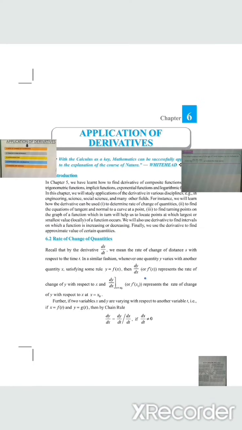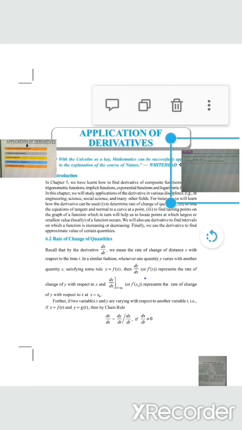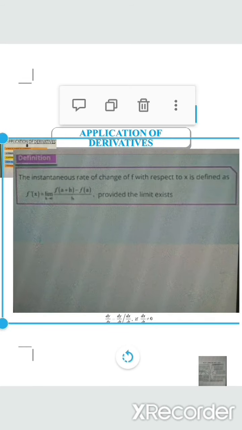So here I just want to take the definition that we have done in class plus 1. We have found the rate of change of f with respect to x, that is f dash x, first order derivative. Here the instantaneous rate of change of f with respect to x is defined as f dash x. This is our first principle, if you remember, that is limit h tends to 0 of f of a plus h minus f of a upon h, provided the limit exists. So what do you mean by this f dash x? This is our first principle. Here h approaches 0, we can say instantaneous rate of change.